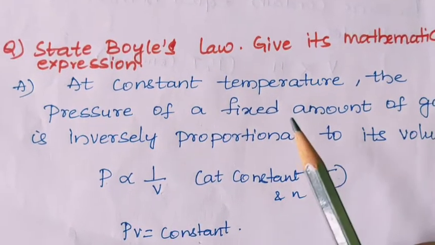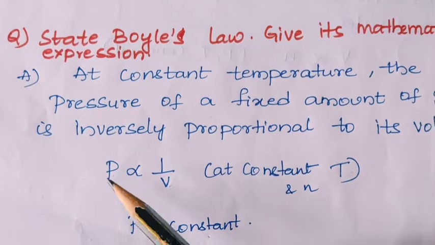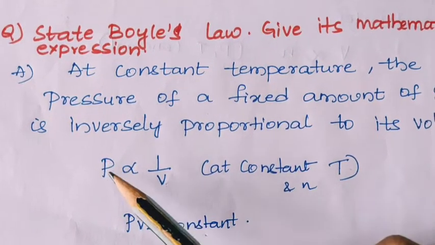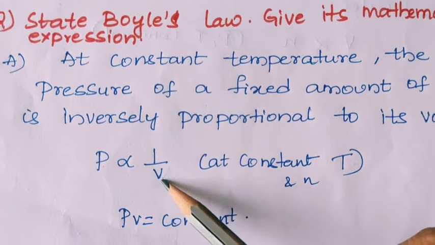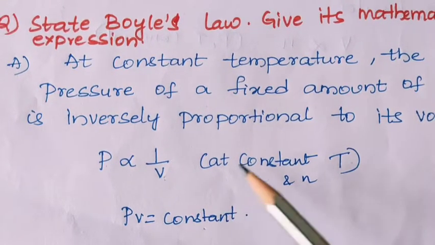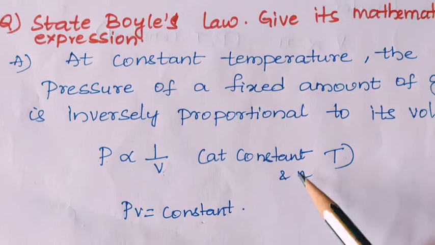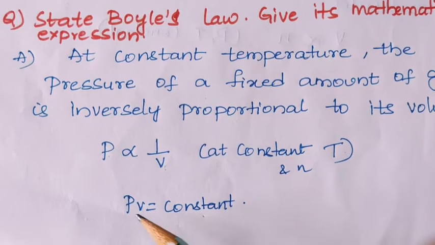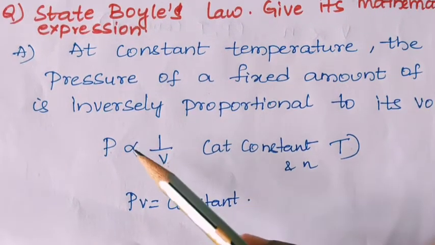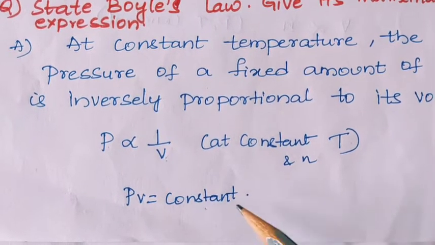Now we'll see the mathematical expression for Boyle's law. Here P means pressure. Pressure is inversely proportional to volume at constant temperature and number of moles. We can remove this proportionality constant. So PV is equal to constant.